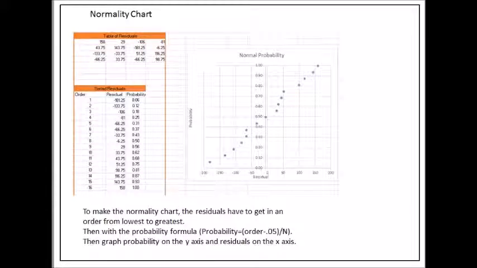Making this test is actually really easy. Once you get the residuals, you just have to put them in order from 1 to the total amount of residuals you have. Then you use the probability formula to get the y-axis. The x-axis will be the value of the residuals. It is important to note that we're looking for a straight line or slope in the normality chart to check for constant variance.